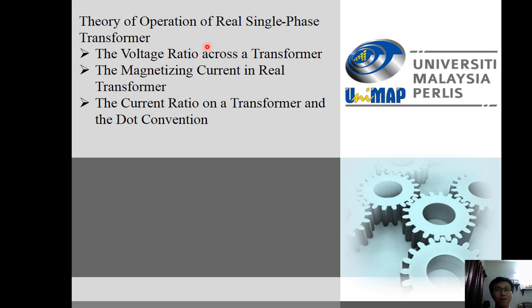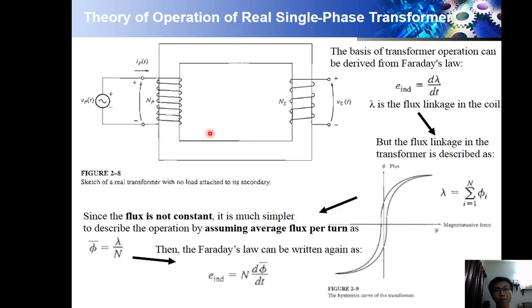So the theory of operation of a real single-phase transformer: the voltage ratio across the transformer, the magnetizing current in a real transformer, the current ratio on a transformer, and the dot convention. Here is a simple sketch of a real transformer with no load attached to the secondary. No load means open circuit: no resistor, no inductor, no motor connected on this side, but we inject AC current in the primary side.